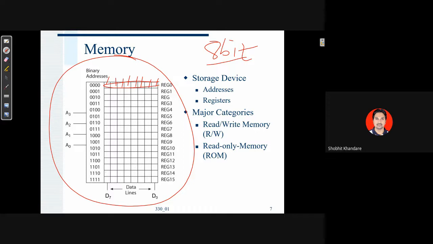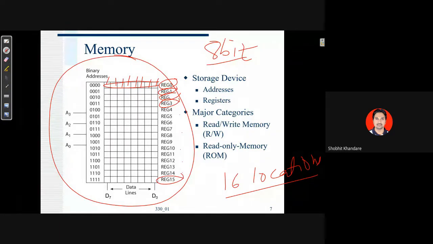There are a total of 16 locations, and the location names are given as REG0, REG1, REG2, REG3, up to REG15. So in total there are 16 locations. Pay attention, I am explaining the memory. It can be RAM or it can be ROM. Each location is of 8 bit.